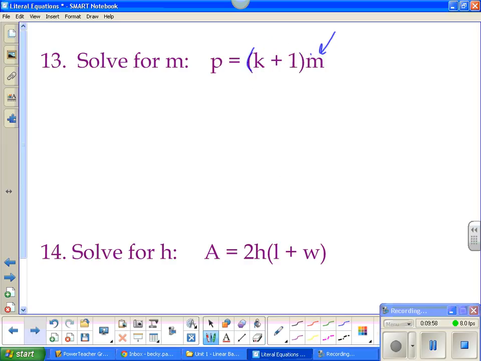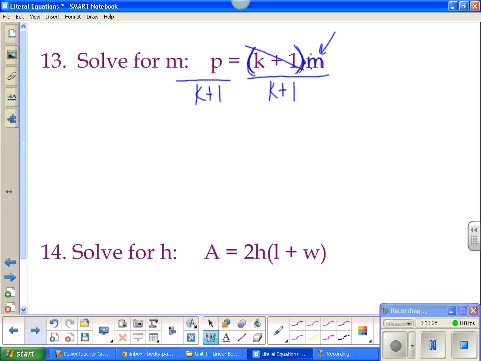So think about this parentheses, and I don't really care what's in there, but that parentheses is being multiplied by my m. Well, that big parentheses is the part I want to move because I want m by itself. So this k plus 1 is in this parentheses being multiplied by the m. So how can I move the whole parentheses at one time? And that's divide by k plus 1.